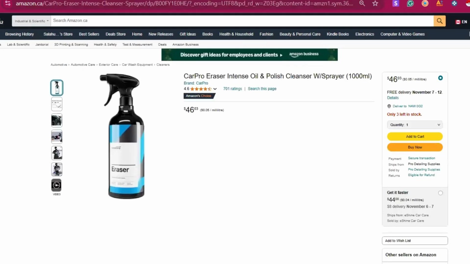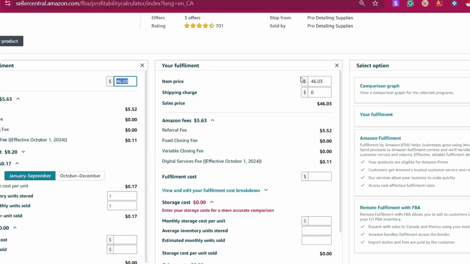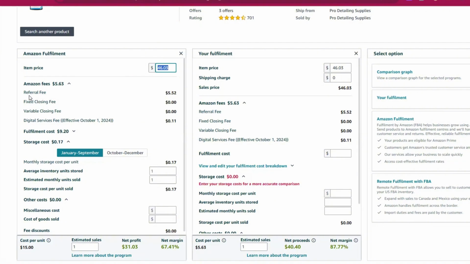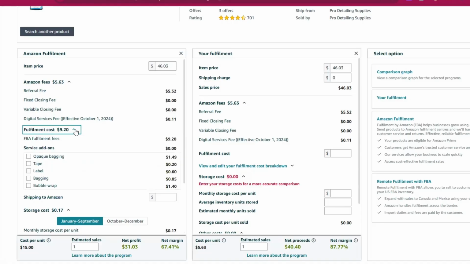You might also see that multiple sellers are selling the same product at different prices. In many cases, some sellers are not FBA Prime sellers, which means they are shipping the product themselves instead of using Amazon's fulfillment service. The calculator will also show the fees charged by Amazon, such as referral fee. This is usually around 15% of the product price that Amazon charges for selling on their platform. Fulfillment fee. This is the cost Amazon charges for picking, packing, and shipping the product to the customer when you use Fulfillment by Amazon, FBA.